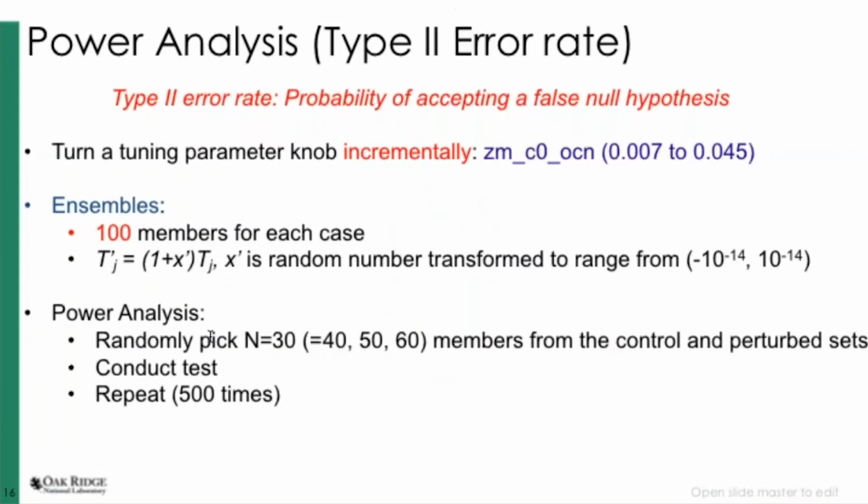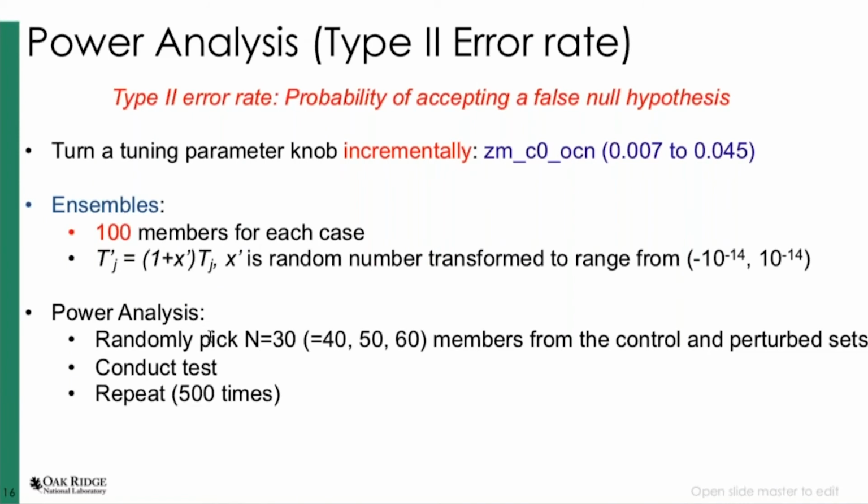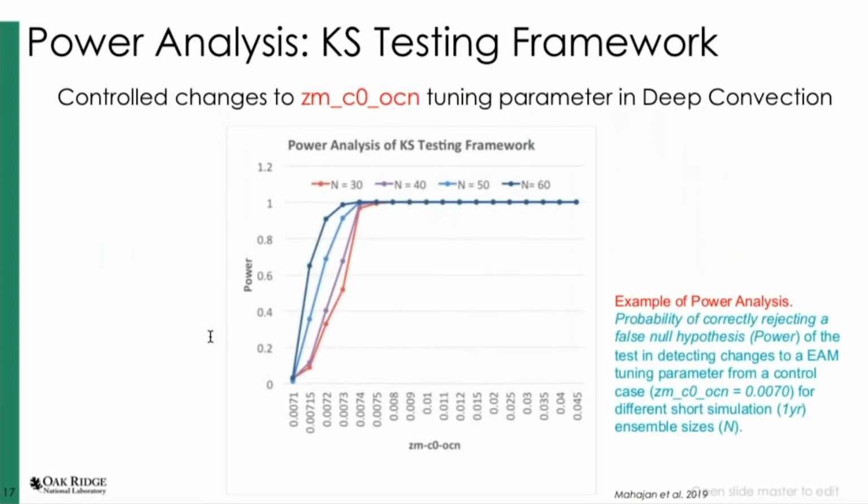So for that, we have done a formal power analysis where we change the ZMC0 ocean incrementally, gradually, to different numbers, and then we run these ensembles again, and we do the resampling and tests again and again from these resamplings. So we did these 100 member ensembles for each case, and then we pick 30 members from each of these sets, and then evaluate them for the null hypothesis. We do this 500 times, and what you see here is this power analysis curve.